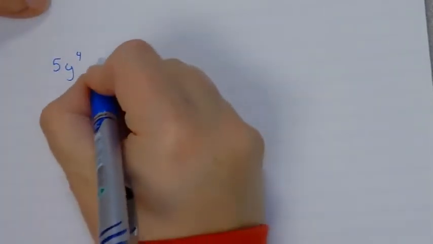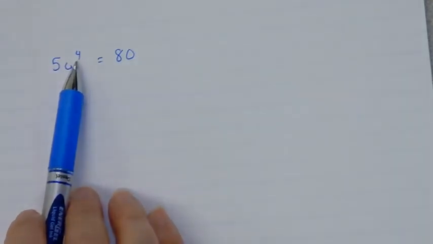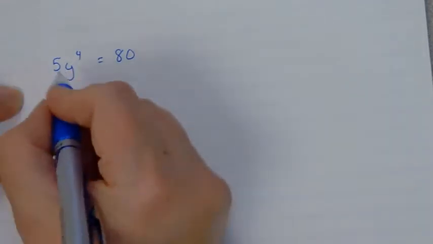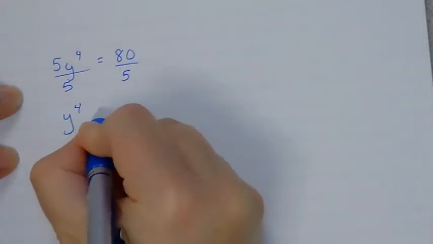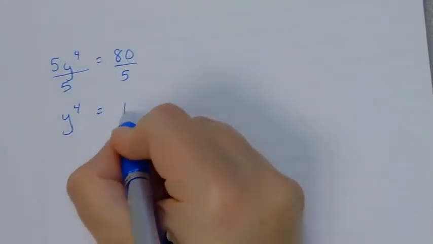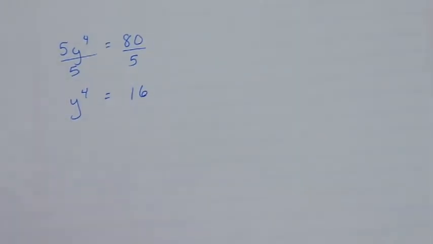So here's my first example. 5y to the 4th equals 80. I'm already noticing that this is an even power. So that means I'm going to have to do plus or minus on this problem. I'm going to start by dividing both sides by 5. So I get y to the fourth equals 16. And now in order to solve, I'm going to take the fourth root of both sides.